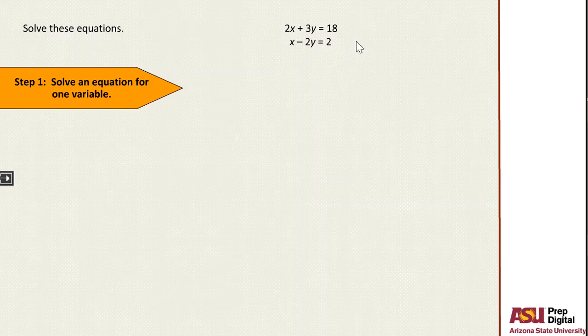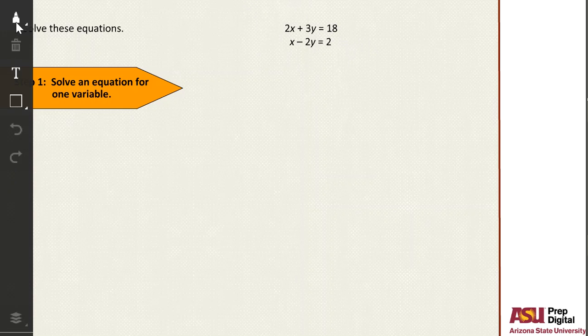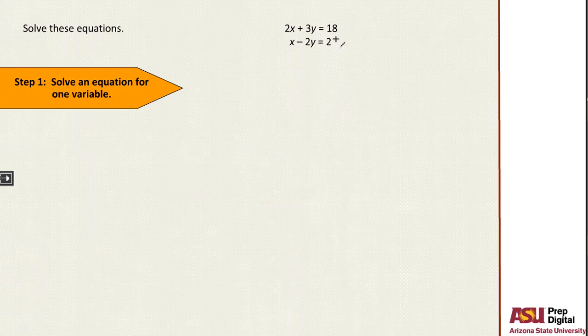So I'm going to rewrite this equation by adding the 2y to both sides. So now my new equation is x equals positive 2y plus 2. Now the reason it's positive 2y is because I added 2y to both sides, and that gives me the x by itself, and that gives me positive 2y plus 2 on the other side. So now I have these two equations here. So that was step one.